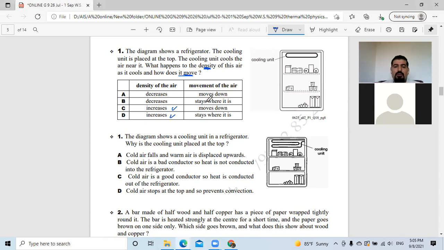And because we are talking about a cold convection current here, because it becomes cold, it will fall down. So it will move where? Down. So the answer is C. Be careful next time.